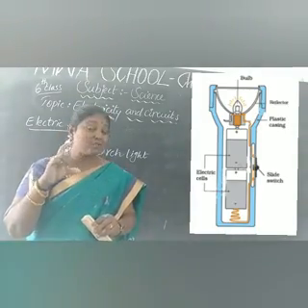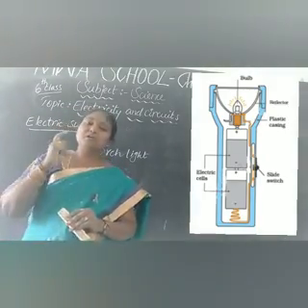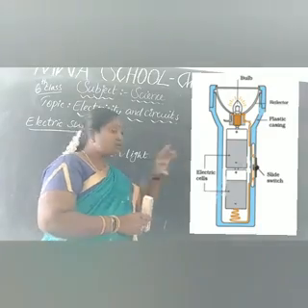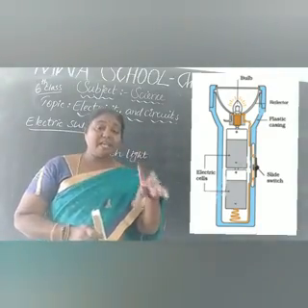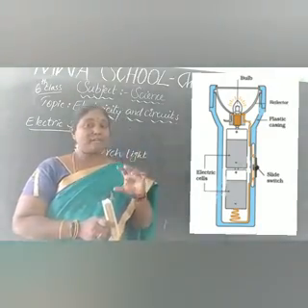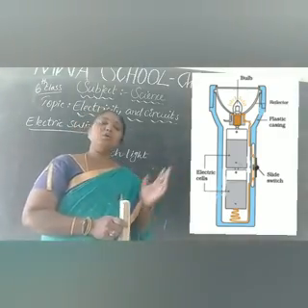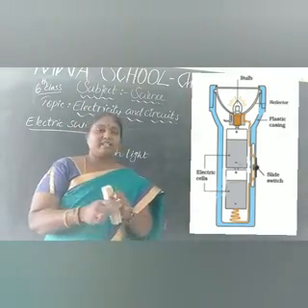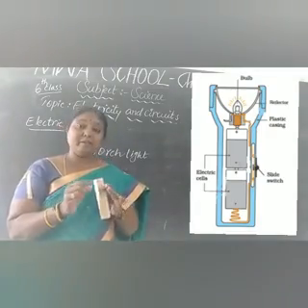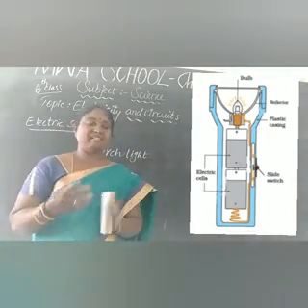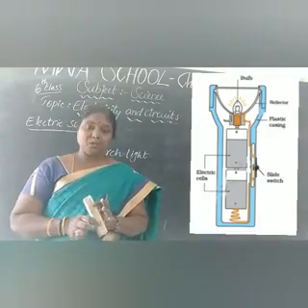That means the wires should be connected to the positive and negative, and the two cells also will be attached. Then only the electricity will flow. When you switch on, the bulb will be glowing. If you switch off, then the wire will be disconnected. Then the torch will not be glowing.